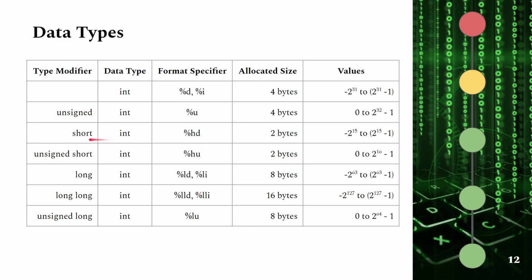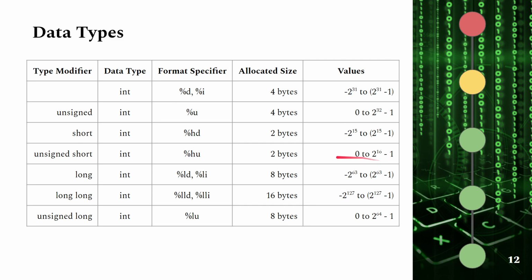Another type modifier for integer will be short, and when we use it, we will use this format specifier %d. What it does is shrink the allocated size, which will be reduced to 2 bytes. Now what will happen if we use 2 bytes? Well, 8 into 2 is 16, and we will have 1 bit dedicated to the sign. So we will start with -2 to the power 15 to 2 to the power 15 minus 1. Now let's combine unsigned and short together. What will happen? 2 bytes will remain, but as it's unsigned, we do not have a sign bit, so we will have 0 to 2 to the power 16 minus 1.